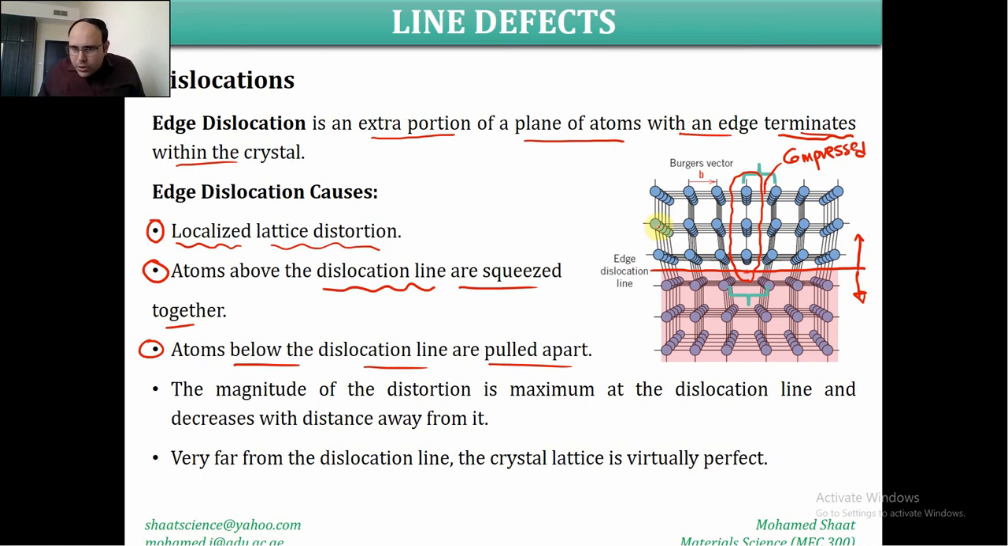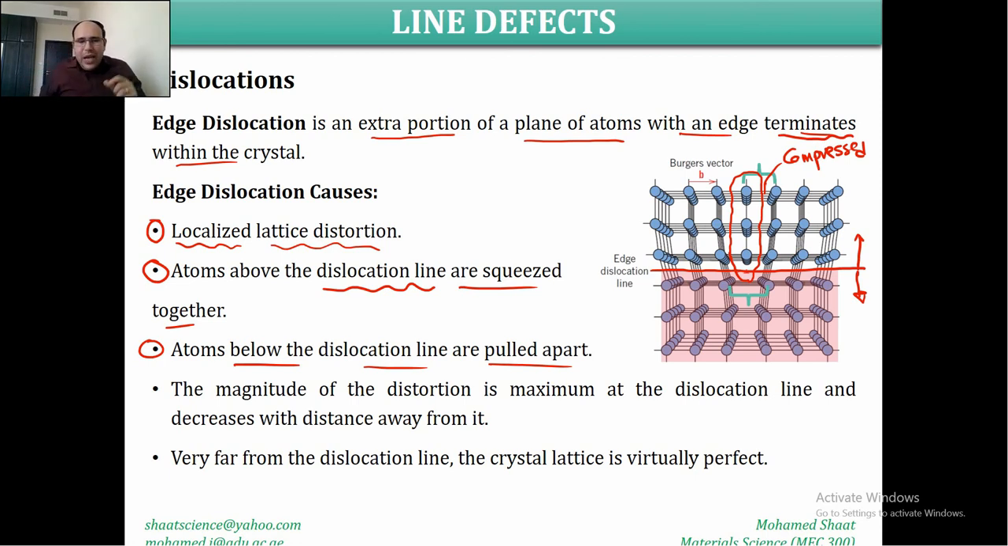All the atoms that belong to the upper part, located above the dislocation line, are squeezed or pushed together. It means that the forces between them are a kind of compression force. They are compressed together because of the dislocation. You are inserting an extra plane, so it became more crowded. More crowded means that they are all squeezed together.